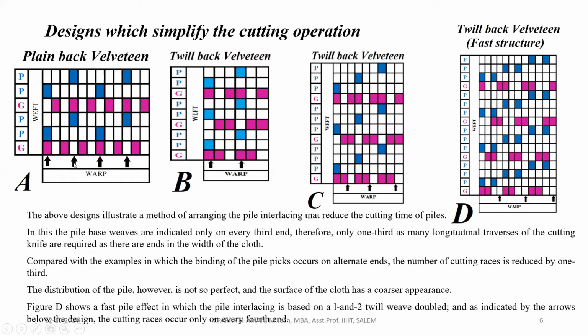That's why we are marking the arrow mark below the designs. So this is the center of the second pick or the first pile pick. So we are marked here. So it's a knife movement. The arrow mark indicates the movement of knife.